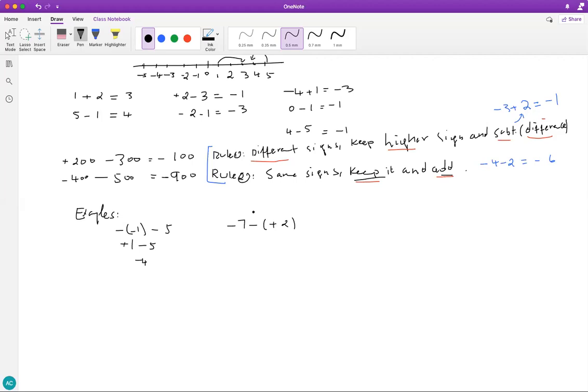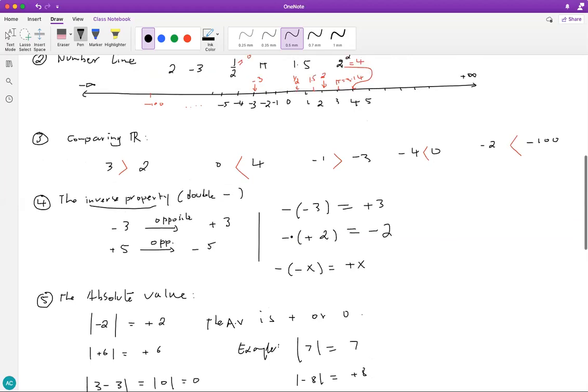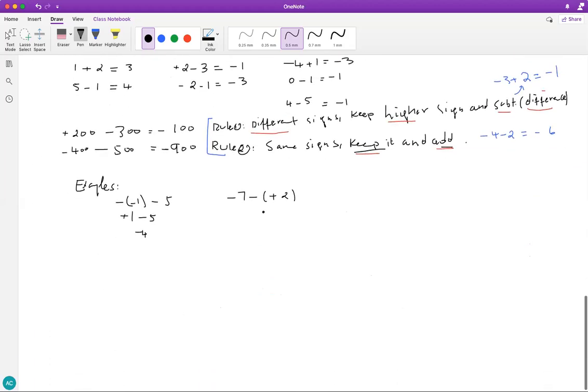From the parentheses. Okay, so we can think of it as the opposite of -2, which is? That's right, the opposite of -2, as we saw earlier, would be +2. Bring down the -7. Now we can combine these two. What's -7 take away 2? -9. -9.